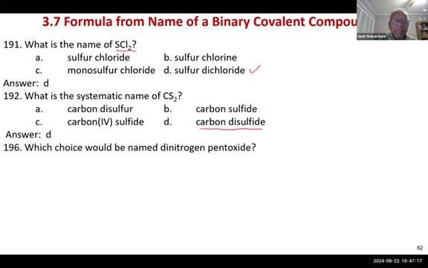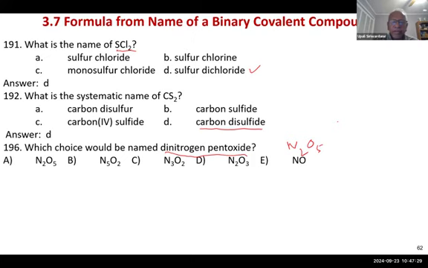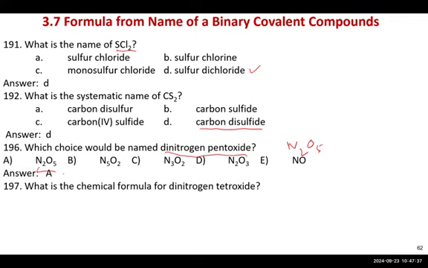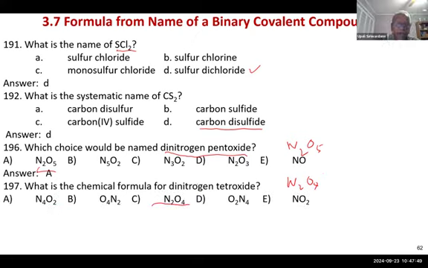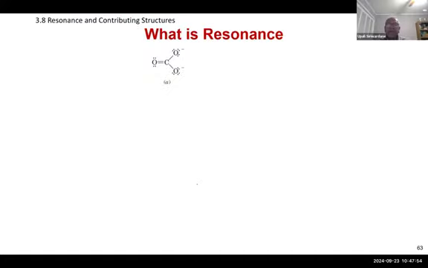Which formula had the name dinitrogen pentoxide? This has to be 2 nitrogen, 5 oxygen. So what is the correct answer? A. That's good. Which is the chemical formula of dinitrogen tetroxide? Right? Is the correct answer. Okay, I'm going to change the topics now.